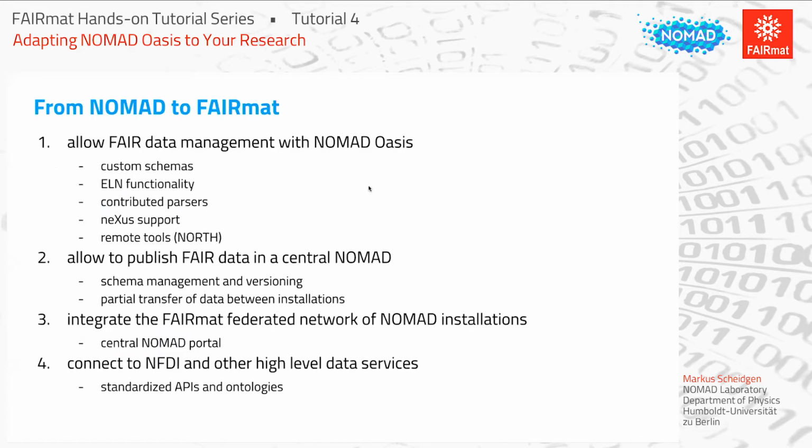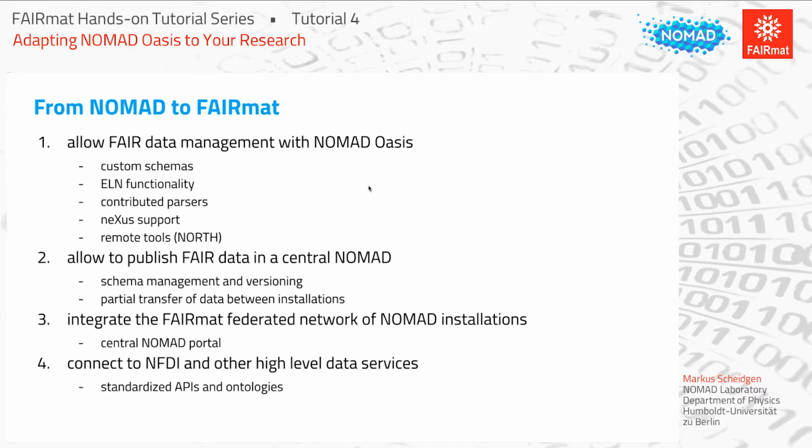So on this route that FAIRmat now wants to undertake, like changing the NOMAD software from running a central service to running this federated network of different NOMAD installations that we call NOMAD Oasis, we have different steps in our plan, right? The different sets of functionality that we want to focus on first, and then second, and so on. So the first topic that we want to cover is basically making the NOMAD Oasis useful for you locally, right? So if you run a lab or a group and you need something to manage your data, this is what we want to focus on first.